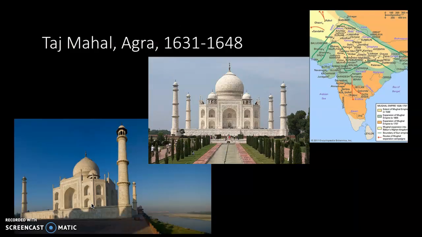All right, of course, the most famous structure from the Mughal Empire is the Taj Mahal. And it was constructed by Shah Jahan, who was the 5th ruler of the Mughal dynasty. During his 3rd year ruling, his favorite wife, known as Mumtaz Mahal, died in childbirth as she was giving birth to their 14th child.